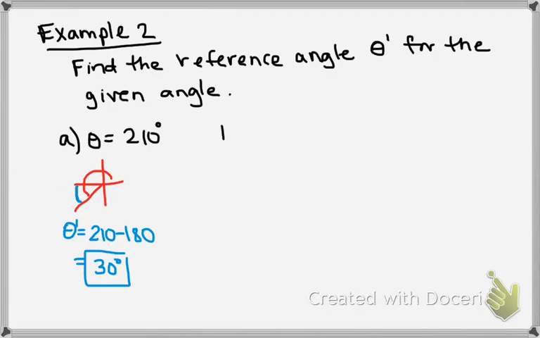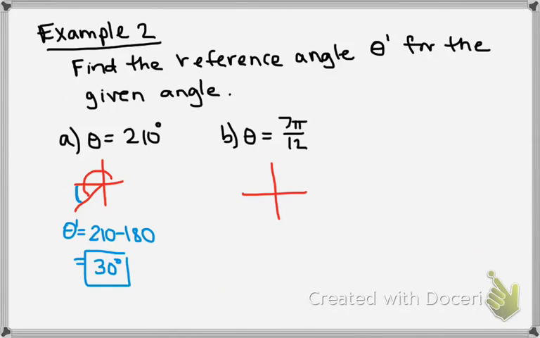So now let's look at when they give us our original angle in radians. So 7 pi over 12 is going to be my original angle. So again, the first thing you need to do is figure out which quadrant it's in.